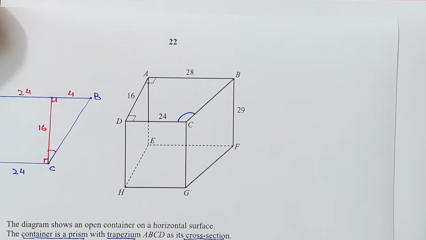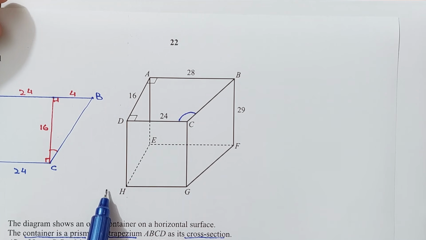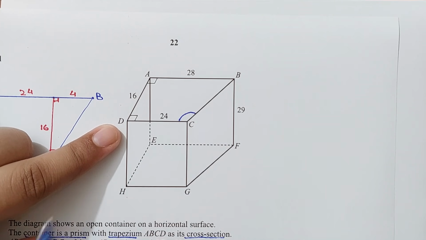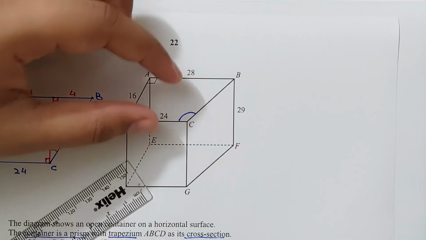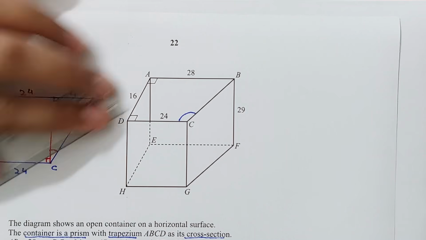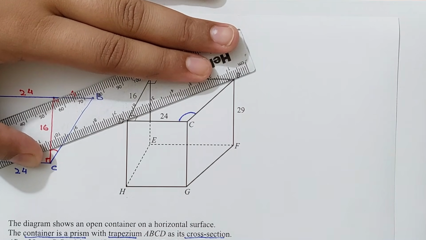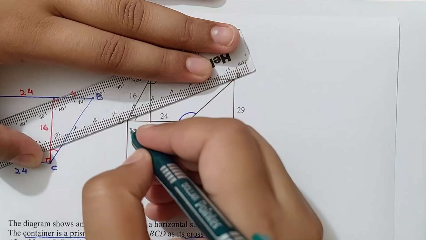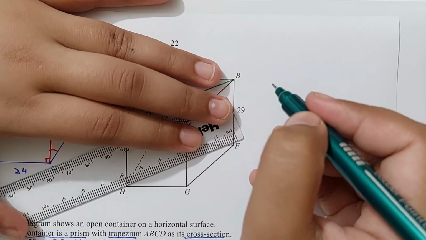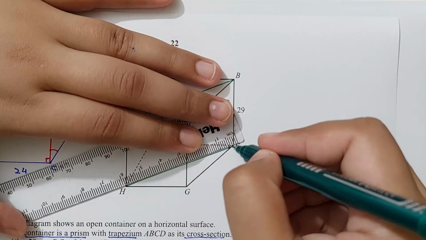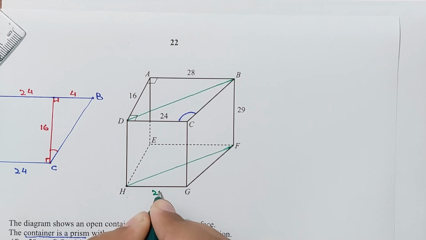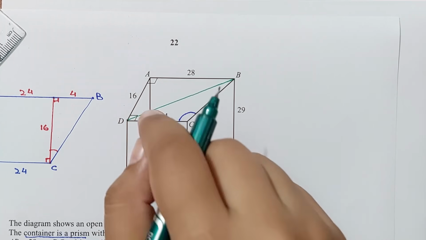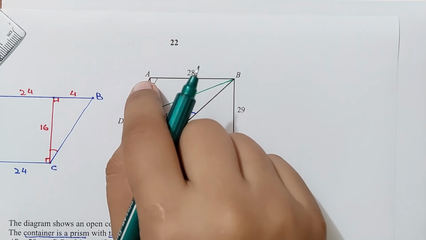Now for part C, calculate angle DFH. This is D, this is F, and this is H, right? Let me visualize this. These are cross sections, both are trapeziums, right? So if I connect D with B, the same way we can connect H with F. This side is 24, this side is 16, this is 28, and this is a right angle triangle.